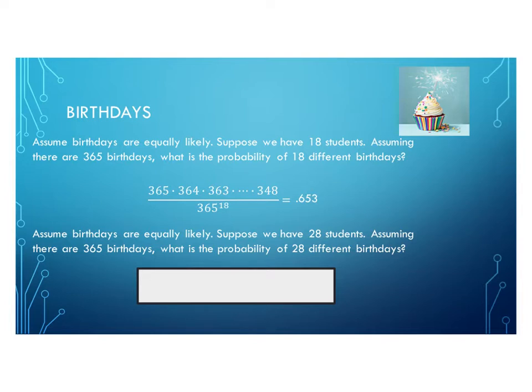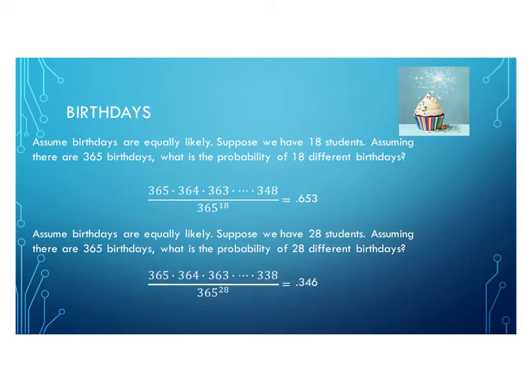Now if we assume birthdays are equally likely, suppose we have 28 students. Assuming there are still 365 birthdays, what is the probability of 28 different birthdays? Do you think the probability will increase or decrease? The probability will actually decrease, because we're going to start at 365 and count backwards 28 days to about 338 and divide by 365 to the 28th power. And it is going to be a smaller percentage.